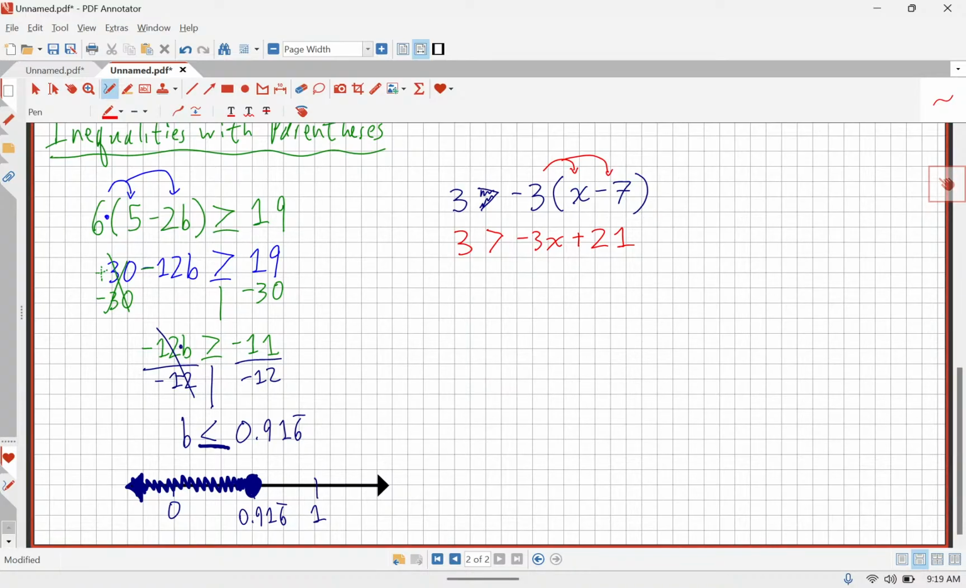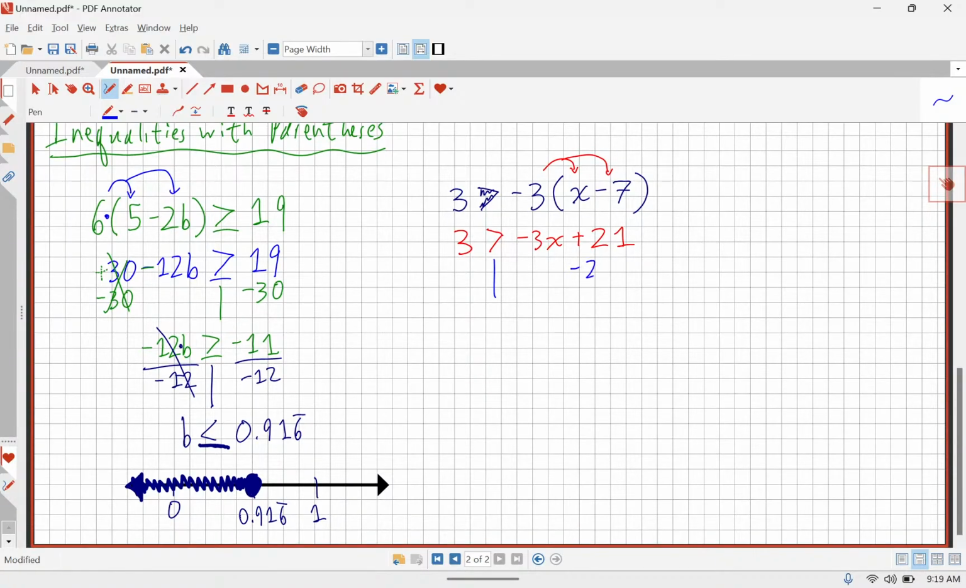Keep going, Jane. What's next? Next you would do negative 21. No. Don't be sorry. That's exactly right. Because is it a negative or is it a minus sign? The answer is yes, right? Depends on what you're doing with it. That gives me -18 is greater than -3x. What's going to be your next and last step?